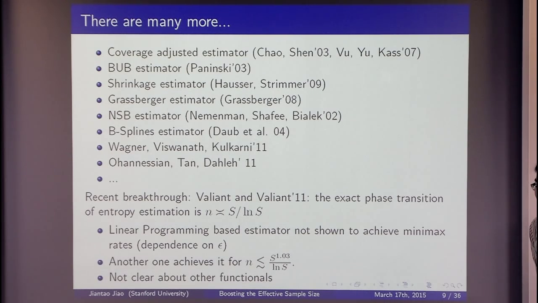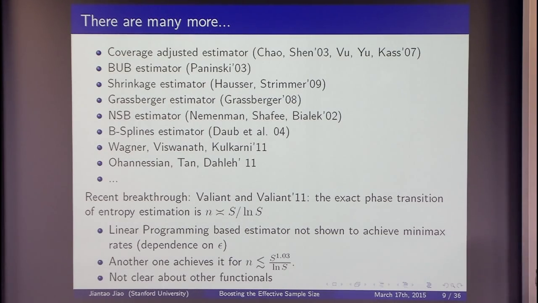They essentially have two ideas. One idea is based on linear programming, a really cool idea, but it has not yet been shown to achieve the minimax rates. In CS terms, it's called dependence on epsilon. It means that although I know that with n much larger than S over log S it's going to converge to 0, how fast is not clear. The second idea achieves this, but only works for n not too big. But we want to make sure that whatever my n and S are, the estimator is optimal.